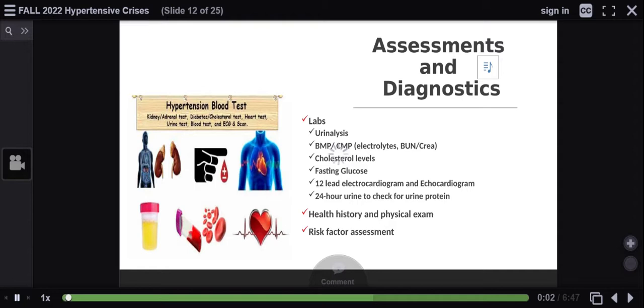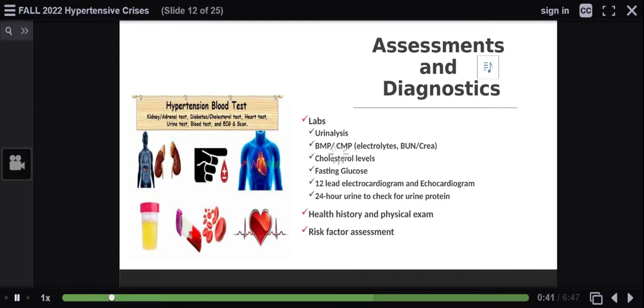There are no laboratory tests that exist to diagnose hypertension. However, there are several laboratory tests that you can use to identify the cause of a secondary hypertension and target organ damage. So we would want to start with your urinalysis. You want to see if the patient has protein or sugar in the urine. You may also want to look at their BMP and CMP. BMP means basic metabolic panel, and CMP, comprehensive metabolic panel.